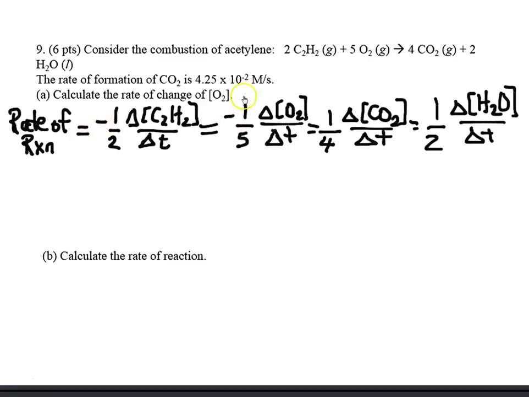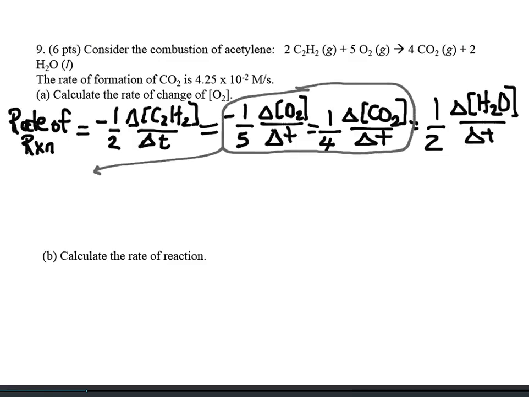The reactants are negative because they decrease in concentration over time, so they should have a negative rate of change. And the products are positive because they should increase in concentration. So now we're trying to calculate the rate of change of oxygen, which is this number here, delta O2 over delta T. We're given the rate of formation of CO2, and that's this number here, delta CO2 over delta T. So I'm going to circle the part of this related rates expression that matters, and that is this part. Now we're going to rearrange it.